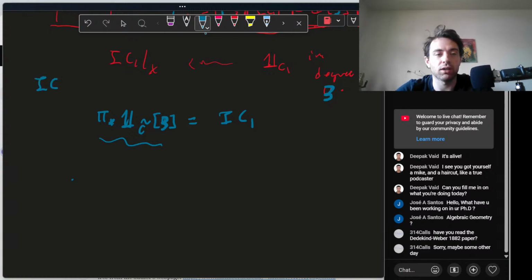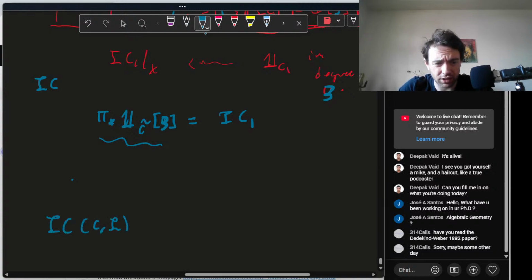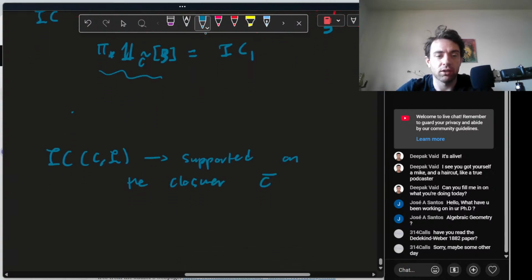So finally, to finish determining this, there's one other trick I didn't mention. For any IC, this will always be supported on the closure. This is a general trick. So in other words, if you take stalks of this outside of the closure, it will be 0. So in particular, for IC C1 trivial, its restriction to C2 is automatically trivial.